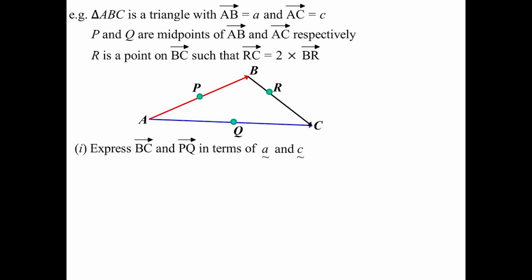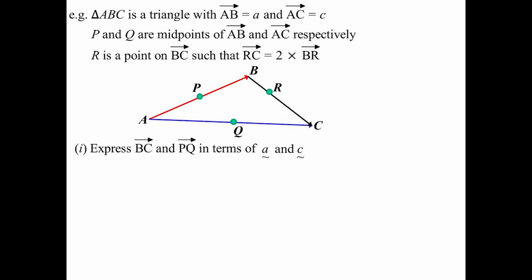All right, here's a question. We've got a triangle ABC, and we're saying AB's vector A, AC is C, P and Q are the midpoints of AB and AC. R is being placed such that RC is twice the length of BR. So in other words, it's cut in the ratio 1 to 2. Express BC and PQ in terms of A and C.